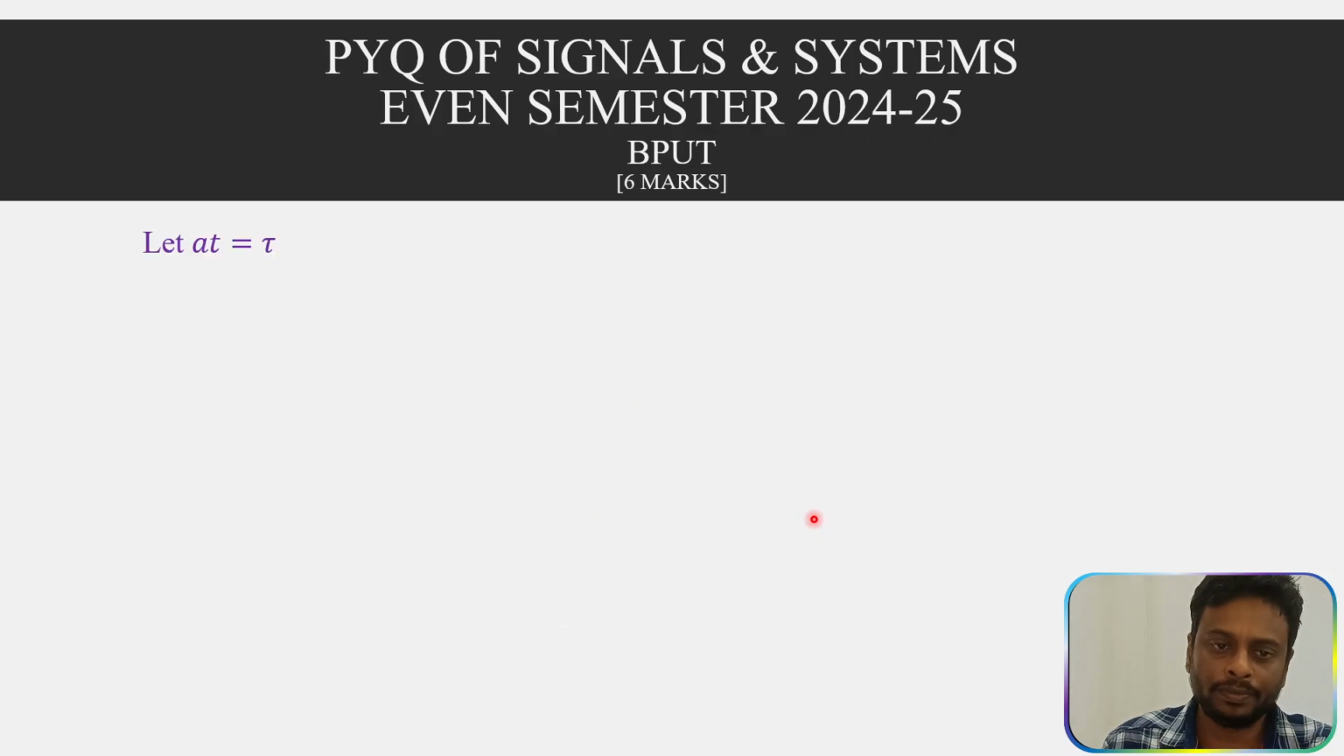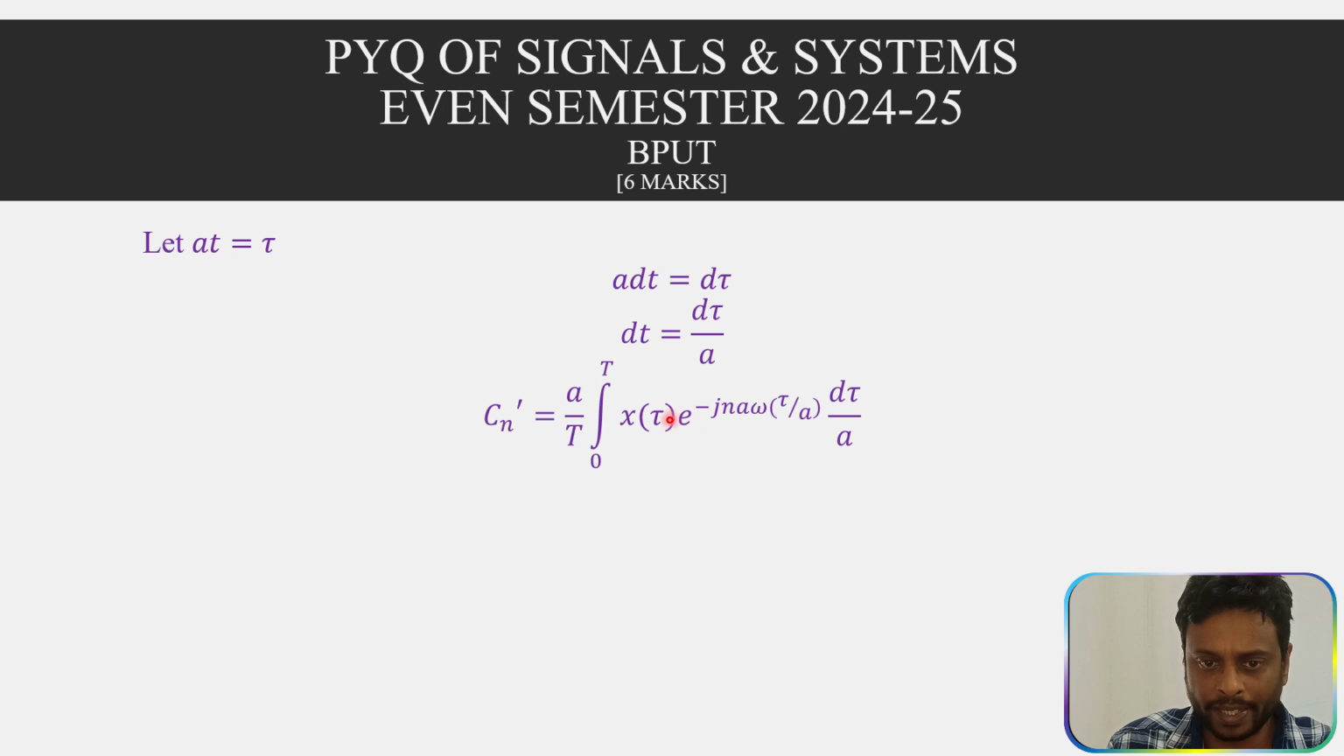Now let us take t equal to tau. So a dt equal to d tau, so dt equal to d tau by a. We can put this over here: 1 by T, integral from 0 to T, x of tau e to the minus j n omega a.